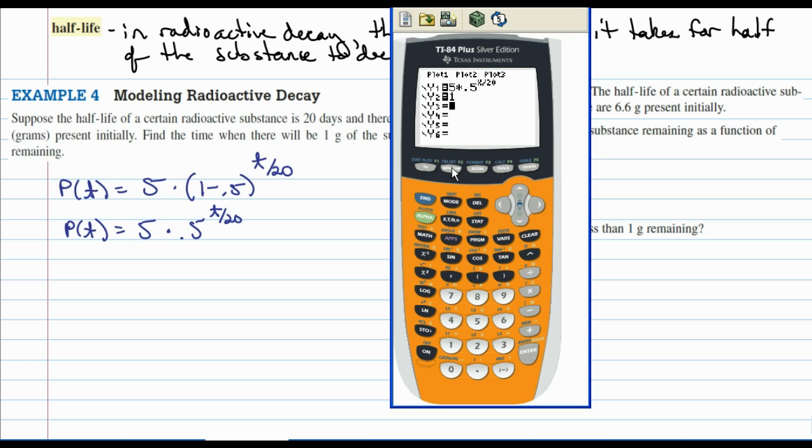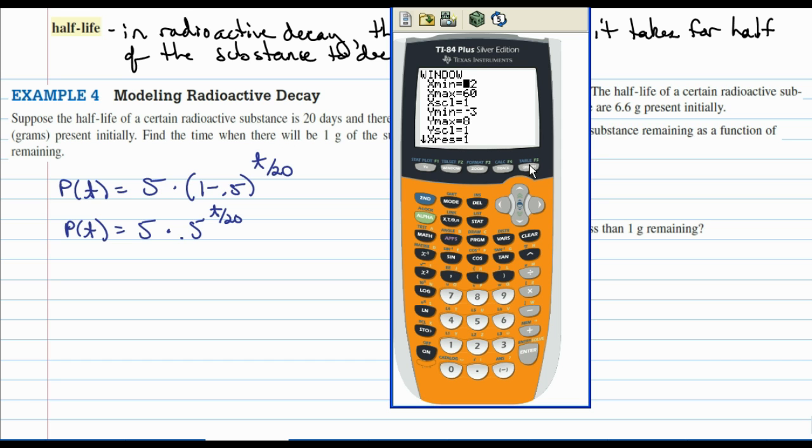I set my window to be, I think, a multiple of 20. If it takes 20 days for half of this to decay, that would get me down to 2.5. Another 20 days would get me down to 1.25 grams. So another 20 days ought to do it. I figured about 60 days. And then I left my Ymax at 8 since the initial population was 5 and it was going to decay from there.